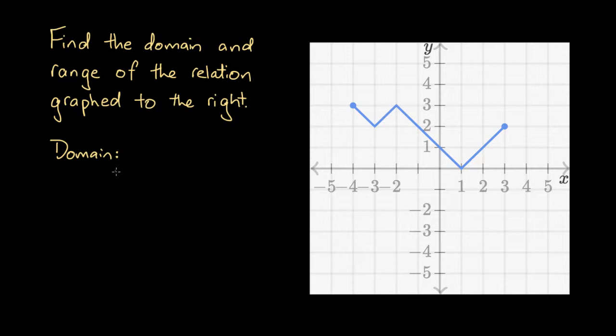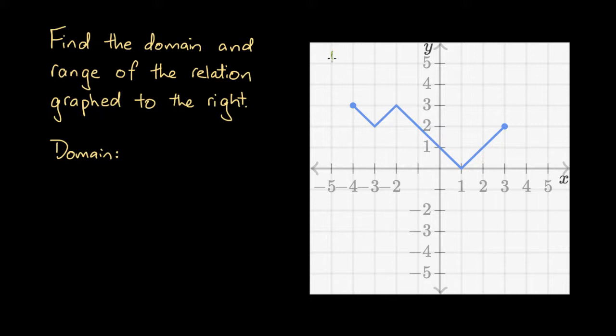Well, let's first consider the domain. And let's recall that the domain is the set of all possible inputs for this relation, or another way of saying that is all possible x values for this relation. A useful way to consider which x values are part of the domain and which aren't is to consider a few. So let's consider the x value x equals minus 5.